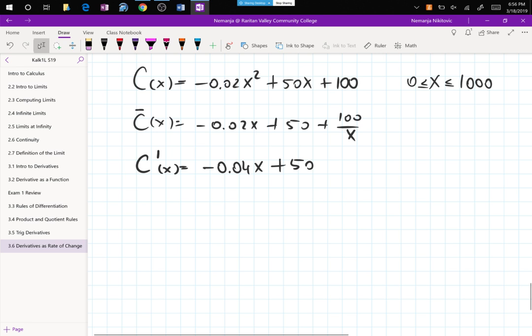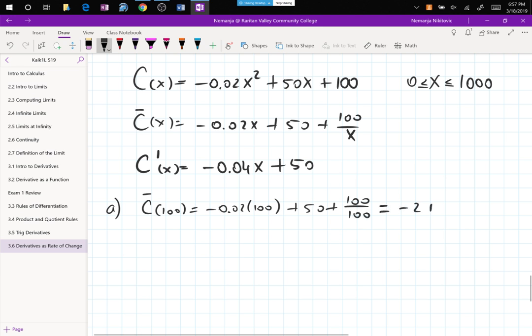Part A is asking us to figure out the average cost of the first 100 units made. All right. That's going to be negative 0.02 times 100 plus 50 plus 100 over 100. That's negative 2 plus 50 plus 1, which is $49 per unit.